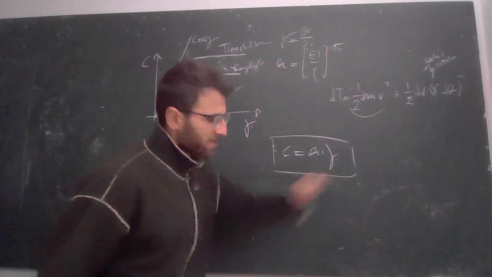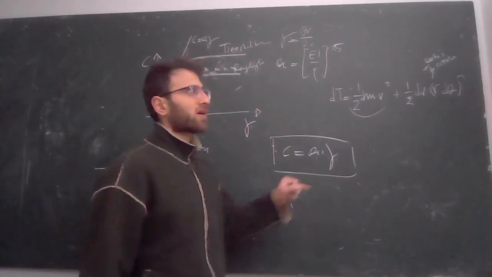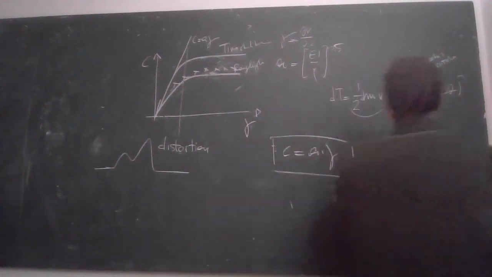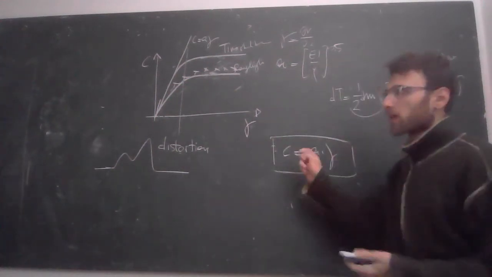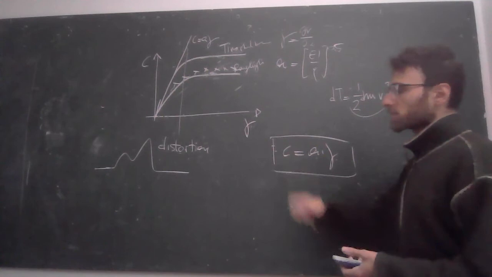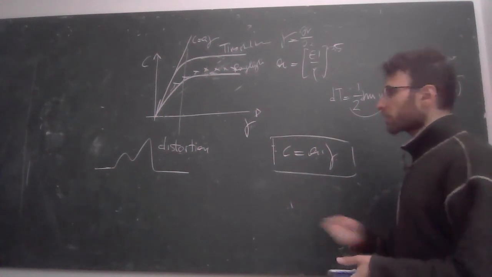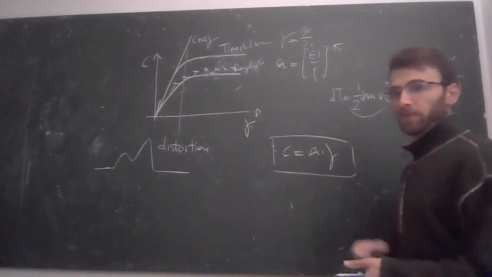This is the dispersion curve of a beam. The velocity, the phase velocity, or the velocity of propagation of a bending wave is not constant, but it increases linearly with the wave number.